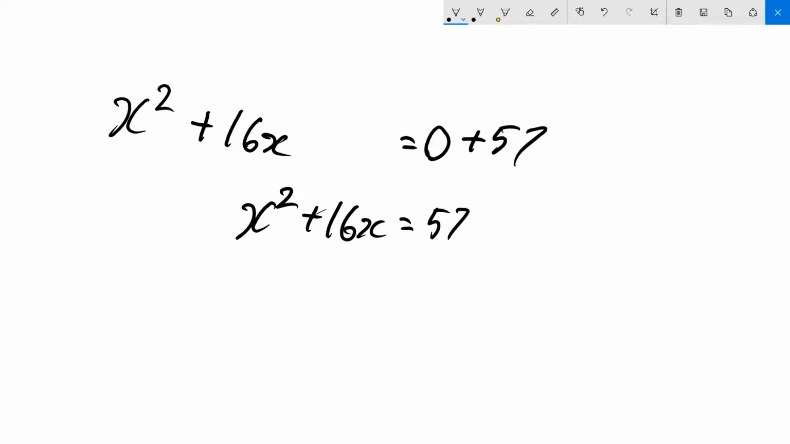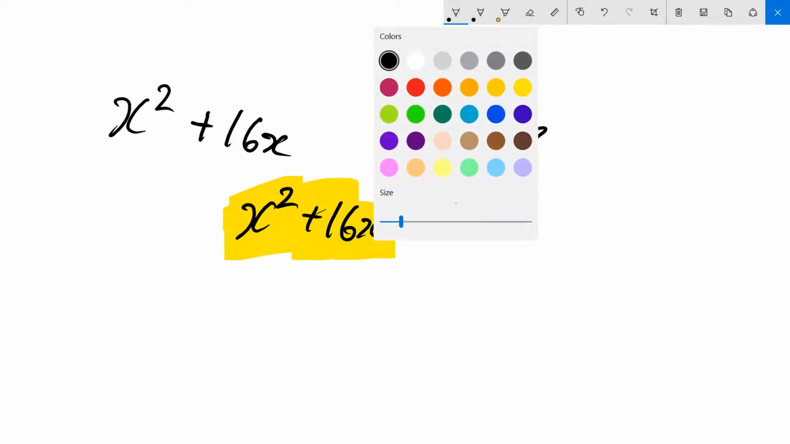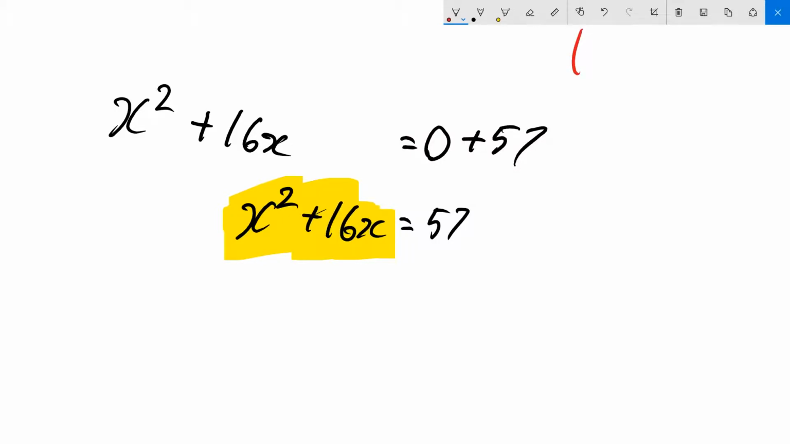Okay, so now we want to turn this side of the equation into a square quadratic expression. So just a quick reminder up here, (x plus a) squared is equal to x squared plus 2ax plus a squared. Okay, so we want to do this to this.